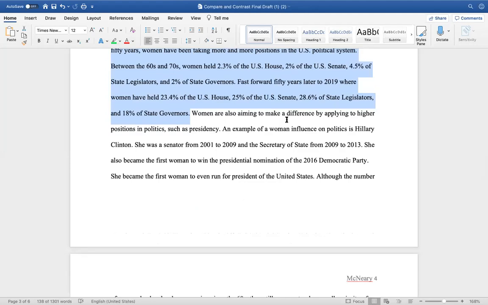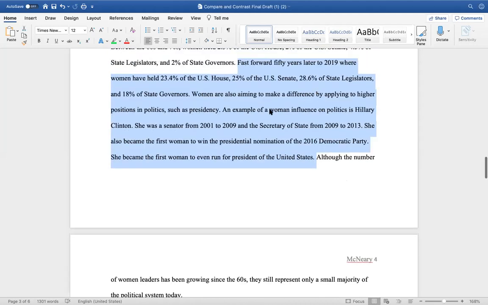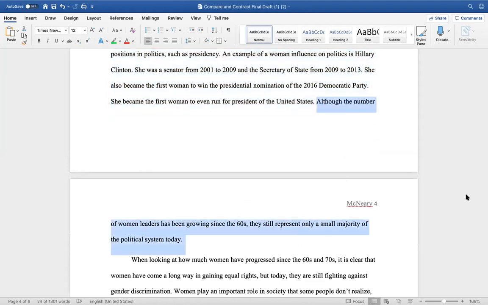Women are also aiming to make a difference by applying to higher positions. And I apologize, really it begins here. Fast forward 50 years later to 2019. And then for the rest of this paragraph, there's this very clear distinction that the student is talking about present day, and the examples are present day. And then once more, they use a sentence that summarizes the entire paragraph.